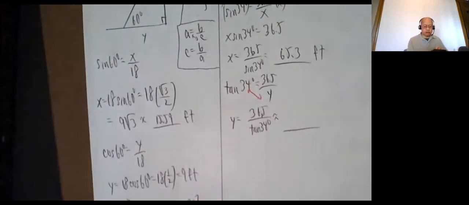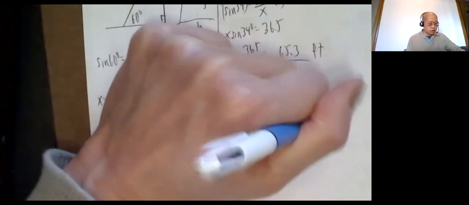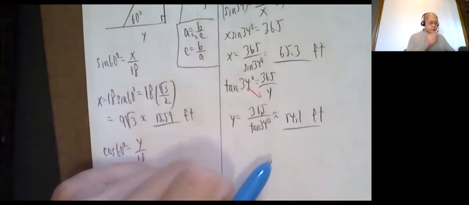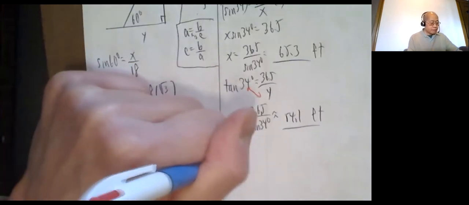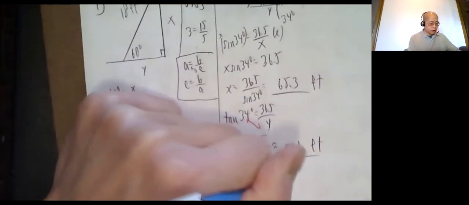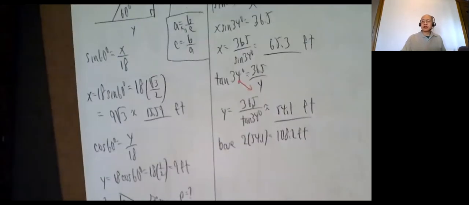So what is it? 36.5 divided by tangent 34 is 54.1 feet. I want to see what I got there. 36.5 divided by tangent 34, 54.1. The whole base is double that. 2 times 54.1 is 108.2 feet.